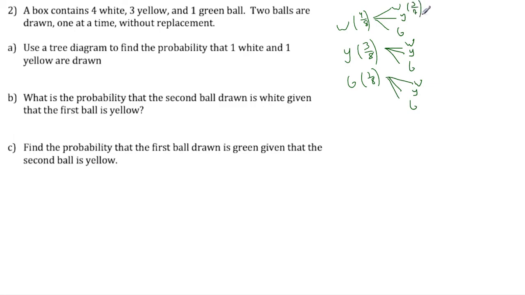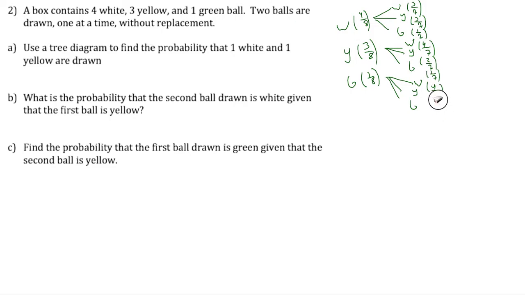And so if I pick white the first time and white the second time, there's a 3 out of 7 probability. For yellow, there is a 3 out of 7 again. And for green, there's a 1 out of 7. For white, there's still 4, but that's a 4 out of 7. For yellow, if there were originally 3, now there's 2, so that's 2 out of 7. And green is going to be a 1 out of 7.